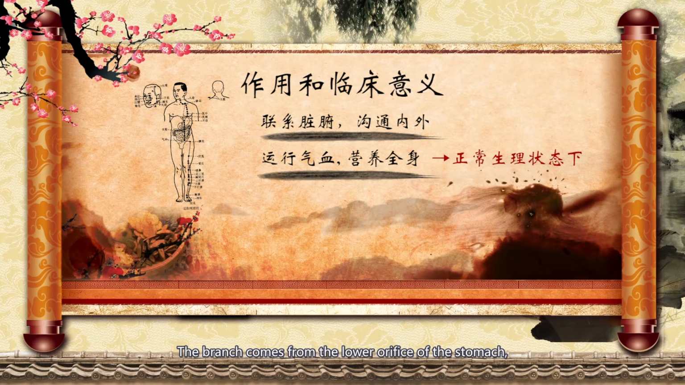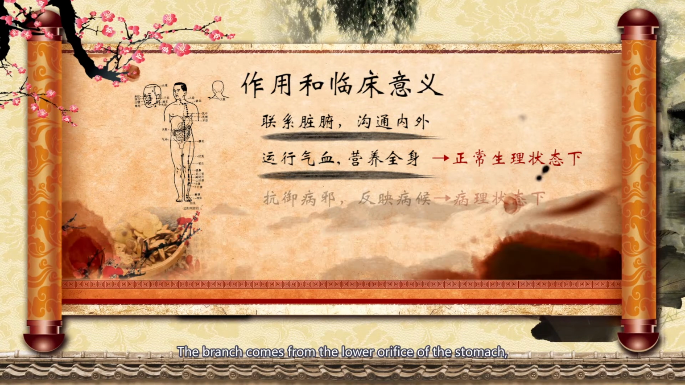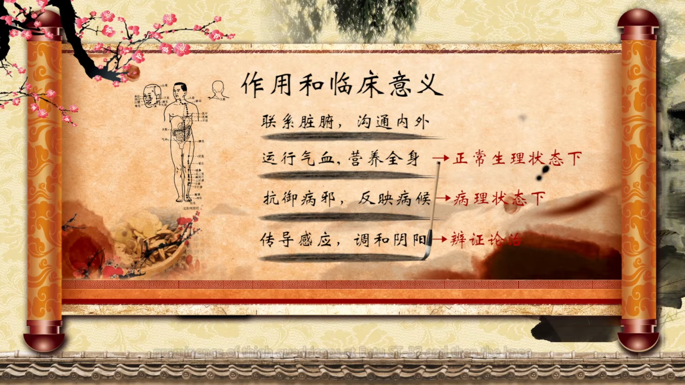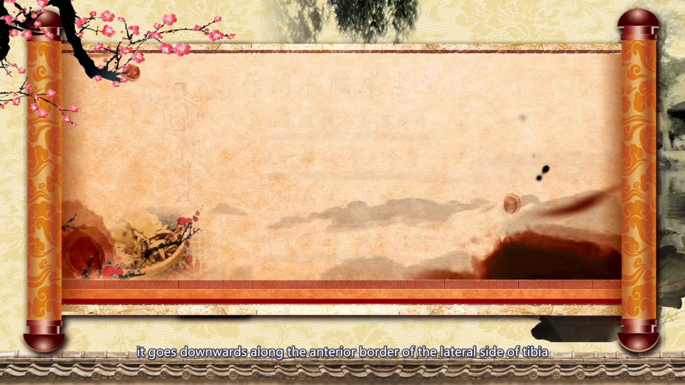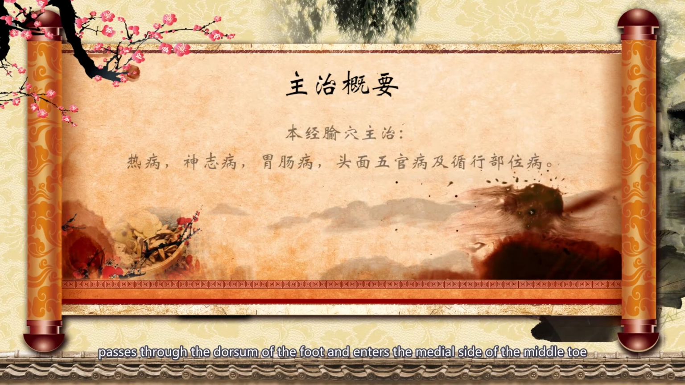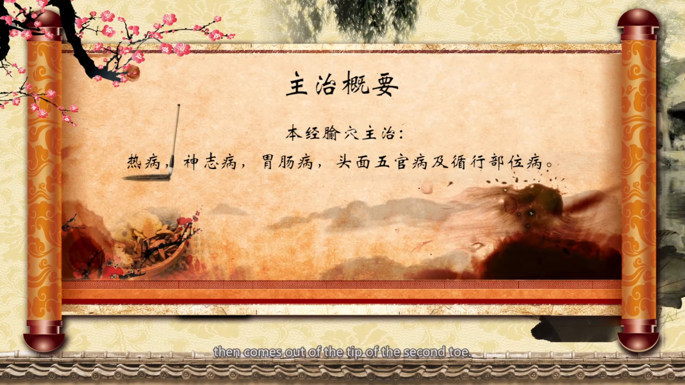The branch comes from the lower orifice of the stomach, descends inside the abdomen, and joins the meridian, which goes outside the abdomen at Qichong, running downwards, traversing Biguan and reaching the prominence of the quadriceps at Futu, and then the knee. It goes downwards along the anterior border of the lateral side of the tibia, passes through the dorsum of the foot, and enters the medial side of the middle toe. Then it comes out of the tip of the second toe.